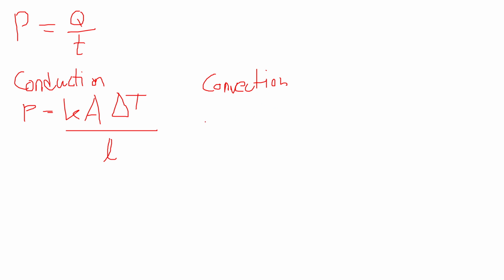For convection, it is P = hA delta T. h does not mean height, so what does it mean? Let's see. Convection, hA delta T. Okay, k is the conductivity coefficient and h is the convection coefficient. It's another coefficient, guys, not height.